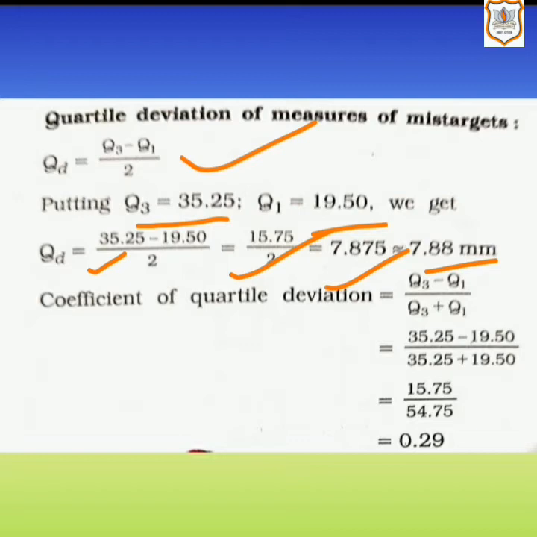Now coefficient of quartile deviation, and the formula is Q3 minus Q1 divided by Q3 plus Q1. So here we are going to put the values in the formula: 35.25 minus 19.50 upon 35.25 plus 19.50, and that gives you 15.75 divided by 54.75, and this gives you 0.29. So we are done with QD and coefficient of QD. Now let's solve sum number 2.